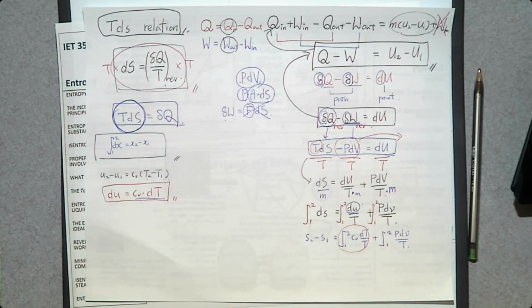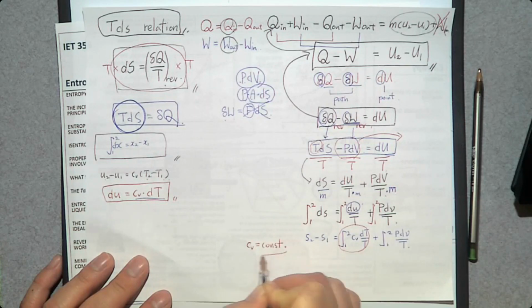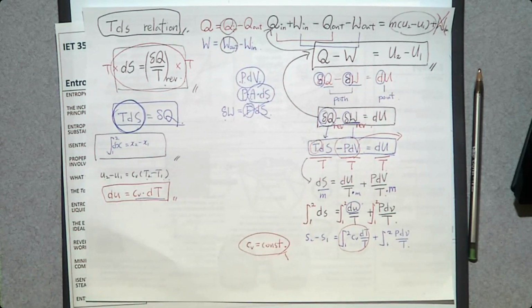Can you integrate this one? Yes or no? CV dT over T. No, you're right. We can't, unless we know the relation between CV and T. Then, what about if we assume CV is constant? If you assume that CV is constant, now can you integrate this one? Now, yes. Why? If this one is constant, this one comes out.